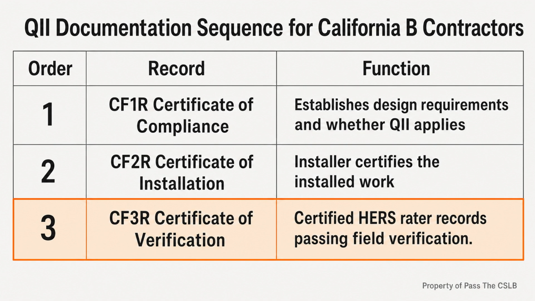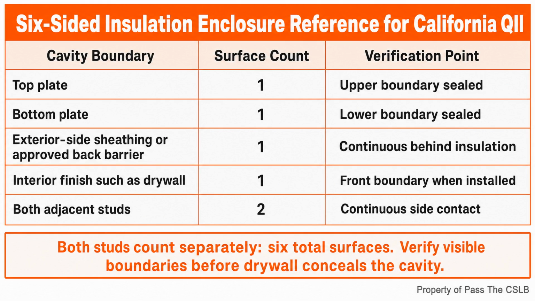The physical heart of this lesson is the six-sided enclosure. A typical vertical cavity has a top boundary, a bottom boundary, a back boundary, a front boundary, and two side boundaries formed by the adjacent studs. That makes 6 surfaces. Insulation needs the intended enclosure around it so outside or unconditioned air cannot freely bypass the thermal material. Looking at the reference table, notice that the 2 studs count as 2 separate sides.